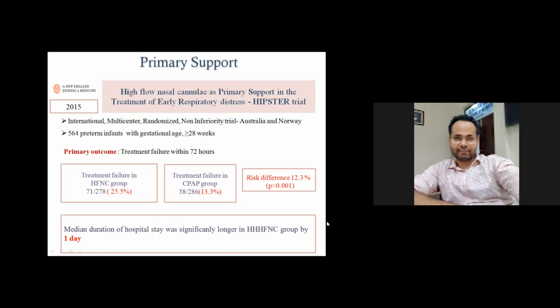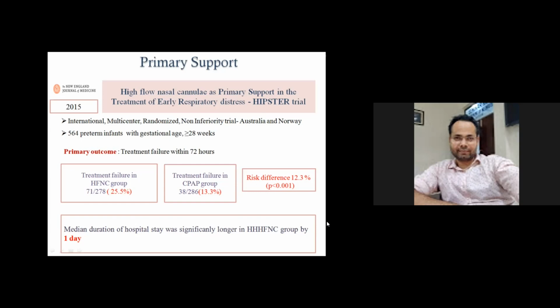Then with regards to primary support, this was a landmark trial published in 2015, the HIPSTER trial. It was carried out in Australia and Norway. A total of 564 infants were enrolled with a gestational age of more than 28 weeks. Initially the trial was to involve 750 infants, but it was stopped prematurely. The primary outcome was treatment failure within 72 hours.